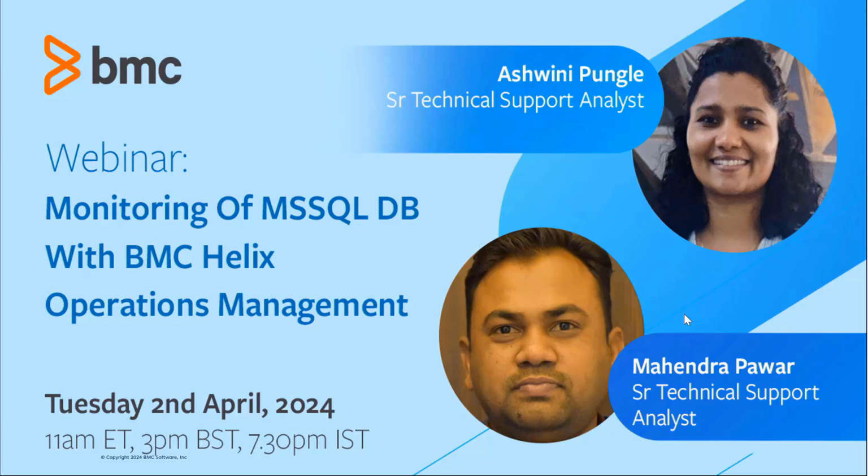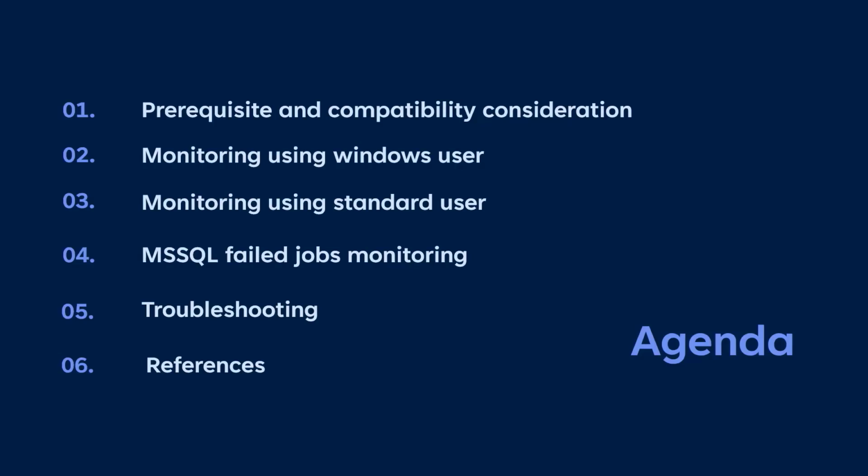We'll use this solution along with BMC Helix Operations Management to configure the database monitoring. We'll discuss the prerequisites and compatibility. These prerequisites include third-party prerequisites and user account prerequisites. We'll use different types of users to show the demonstration of Microsoft SQL database monitoring, monitoring of failed jobs, and basic troubleshooting of problems such as user validation, database connectivity, and WMI connectivity for remote monitoring. We'll end this webinar with important and necessary references.